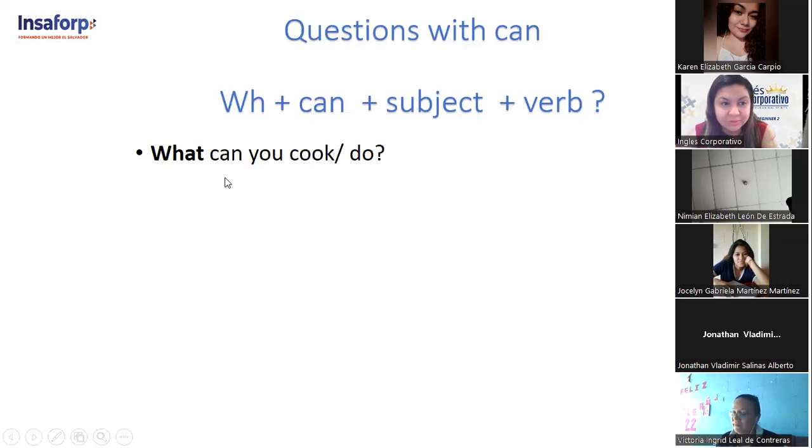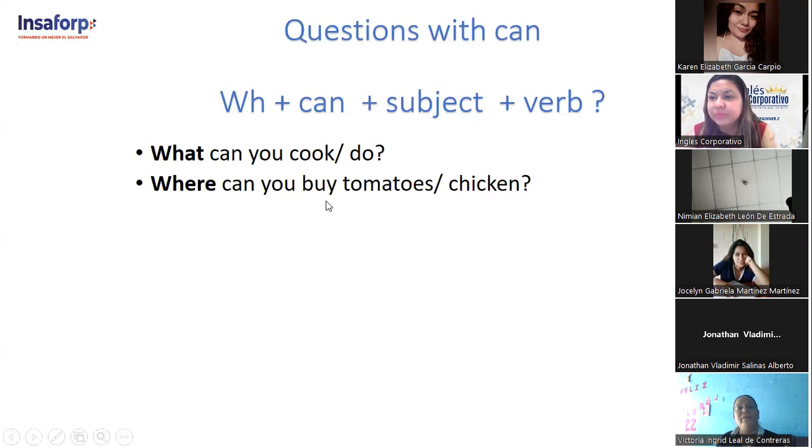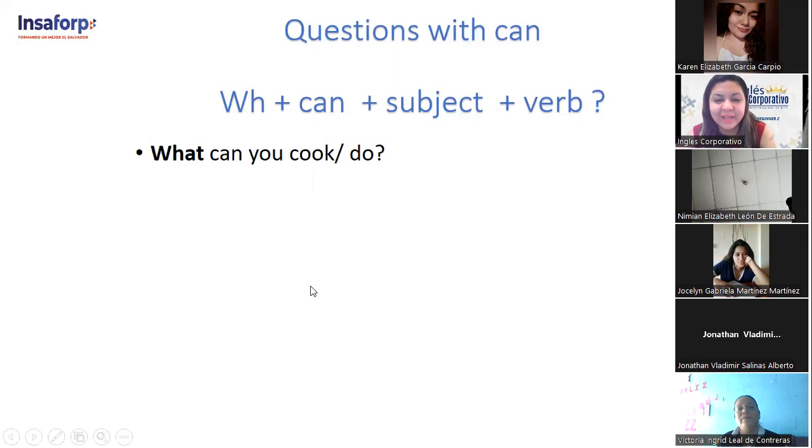What can you cook or what can you do? Where can you buy tomatoes? Okay, the first question, what can you cook, Yancy? Yancy says she's good at cooking. So what can you cook? Yes. What can you cook? No sé. You can tell me. Oh, teacher, I can cook chicken. I can cook Mexican food. Nice, invite me. I love Mexican food.